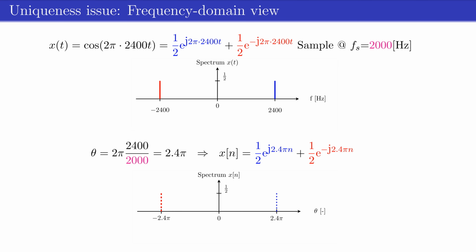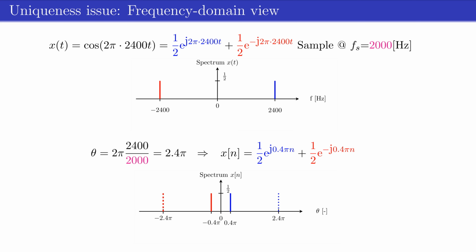The discrete time phasors of plus or minus 2.4 pi can both be multiplied by 1. And the number 1 can be represented as a complex number e to the power plus or minus j times 2 pi n. Combining the complex exponents results in the two new discrete time phasor frequencies plus and minus 0.4 pi, which can be represented in the spectral plot.